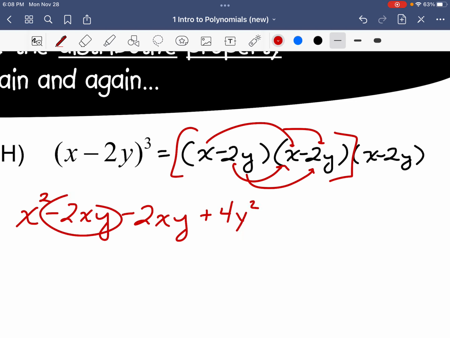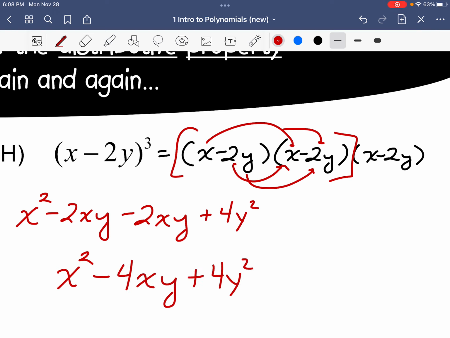Now, I still can add these like terms together, so I'm going to do that. I want to completely simplify this, which means I now have negative 4xy's, as well as the x squared in the front and the 4y squared at the back.